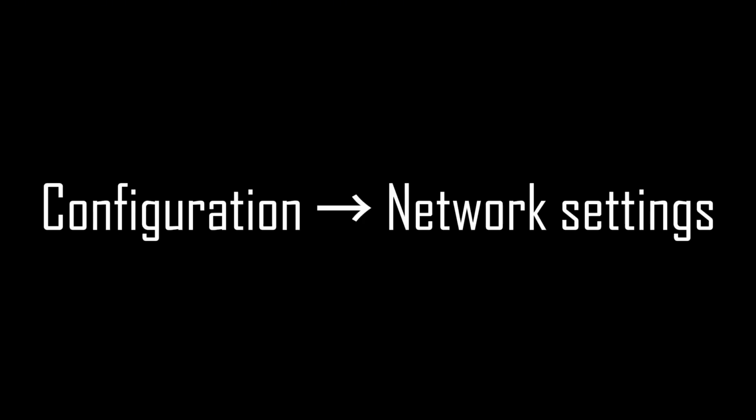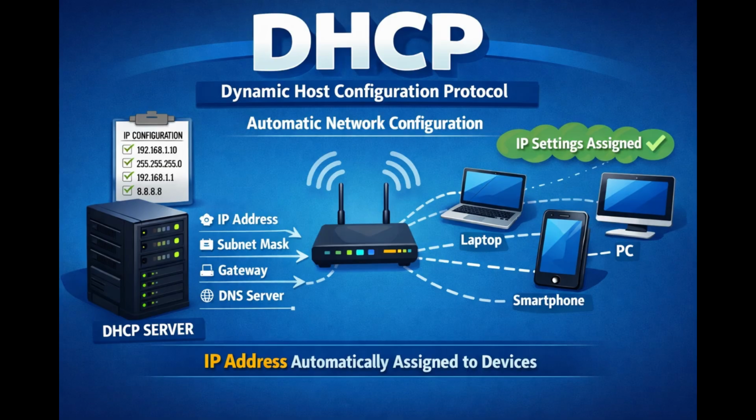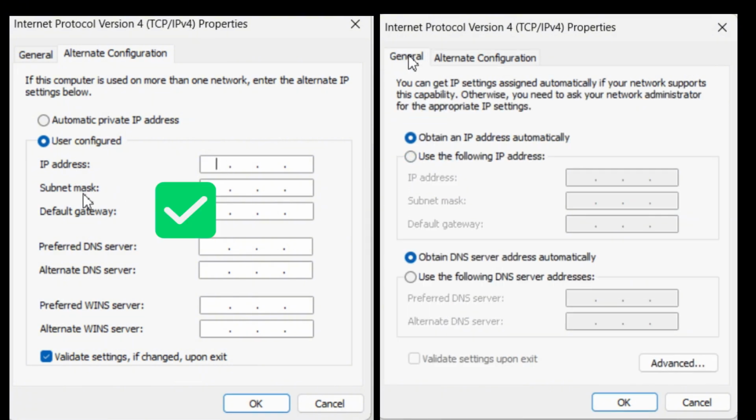Dynamic: automatically assigned, not manual. Host: any device connected to the internet, PC, laptop, phone, printer, server. Configuration: network settings. Protocol: a set of communication rules. So DHCP is a protocol that automatically assigns network configuration to devices. Every device in a network needs an IP address, subnet mask, default gateway, and DNS server.